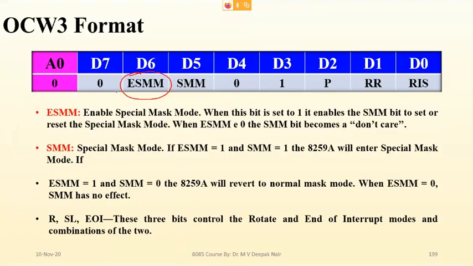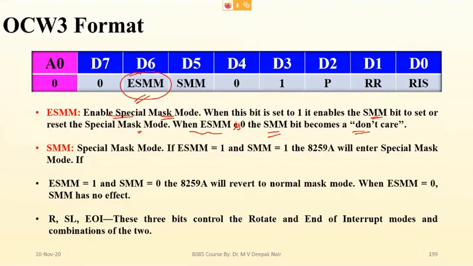Anyway, ESMM, enable special mask mode. This is one of the modes. If you want to enable that, you can enable it through D6. When this bit is 1, it enables the special mask bit to set or reset special mask mode. So there is one special mask bit in the 8259, and you can set or reset it by using ESMM. When ESMM is 0, then the special mask bit becomes a don't care.